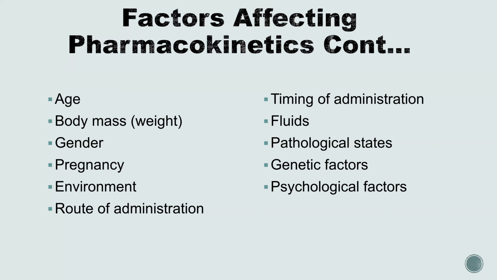Fluids: insufficient fluid or body water can interfere with absorption. Also, diseases that cause circulatory, hepatic, or renal dysfunction are going to interfere with this process. Genetic factors as well. Different groups are going to respond in different ways to medications. Your book gives the example of an Asian patient who may metabolize opiates at a slower rate. You can look into that in your book as well.